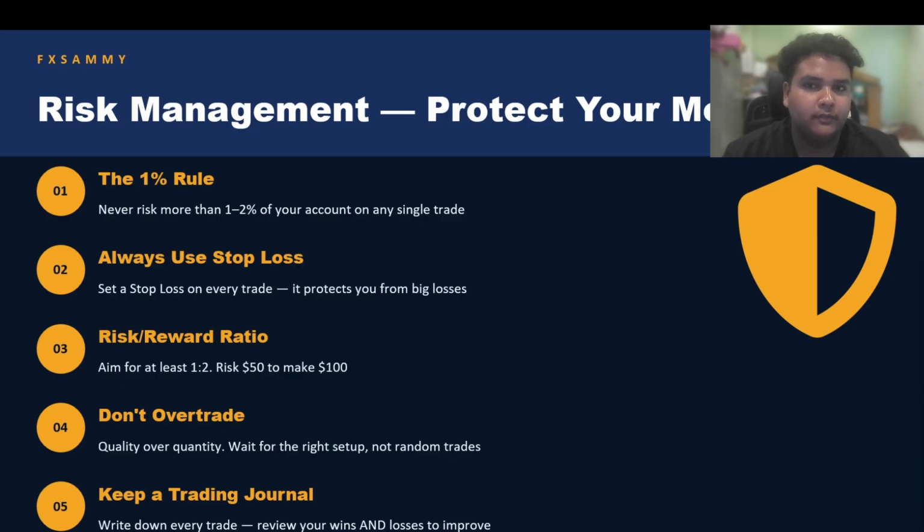So first, the 1% rule. Never risk more than 1 to 2% of your account on any single trade. For example, if you are trading with $1,000 capital, which is almost 1 lakh in Indian rupees, then one trade should only bear 1% loss, which is $10. So you only need to risk 1 to 2%, which is $10 to $20 per trade.